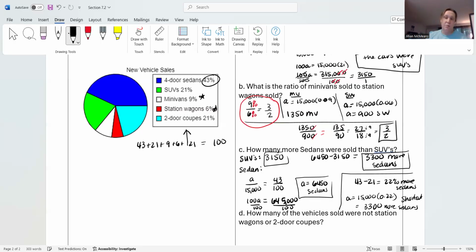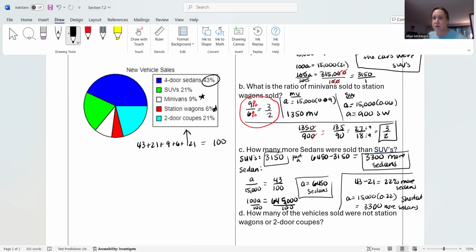So the way that you would probably logically do this is we already know how many SUVs we had. That was 3,150. We found that from Part A. We then found the number of sedans sold, which was 6,450. And then we just subtracted and found the difference. The difference was 3,300 more sedans were sold than SUVs. The other way you could do this is take the difference in the two percentages. This is a little risky depending on your data set, but take the differences in the two percentages and then use that. So we found that the difference in the percentages was 22%.